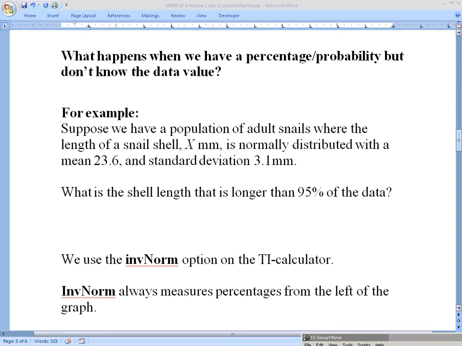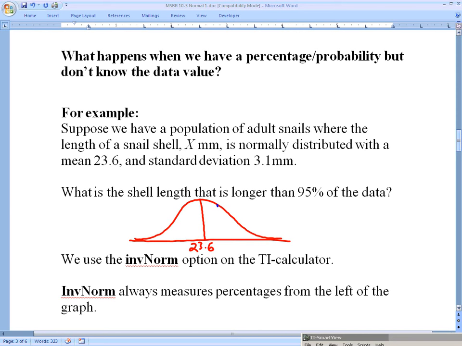Well, to start with, I'm going to do a quick little sketch of a normal distribution. Again, we have our bell curve, should be symmetrical, and we know that we would have the mean right down here in the middle. We represent that with mu, and in this case, our mean is 23.6 millimeters, and each standard deviation is 3.1 millimeters away. And we are trying to find the length of a shell that is longer than 95% of the data.